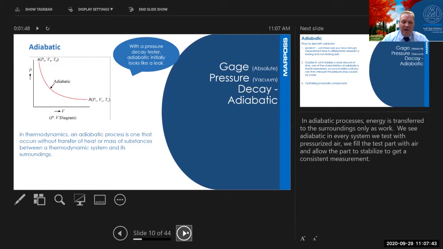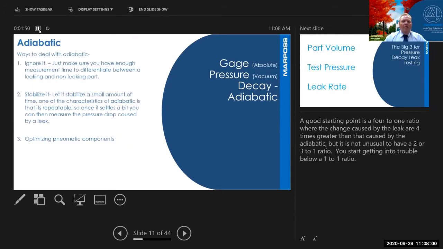Okay, this is why we have the stabilize, but the scientific term for this really is adiabatic, and we pressurize the part. We're going to show you a little example a little bit later of what goes on with that and how we're doing it and what we do to combat it. There's really three ways you can deal with adiabatic.